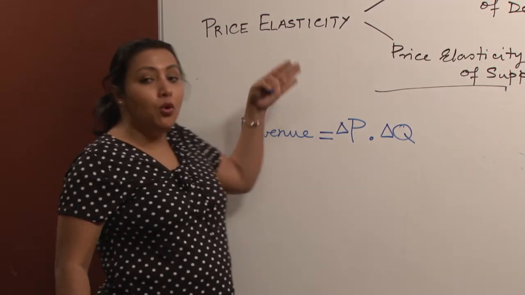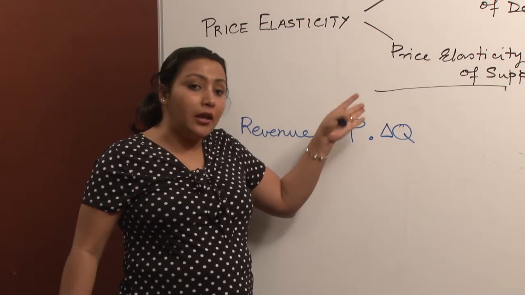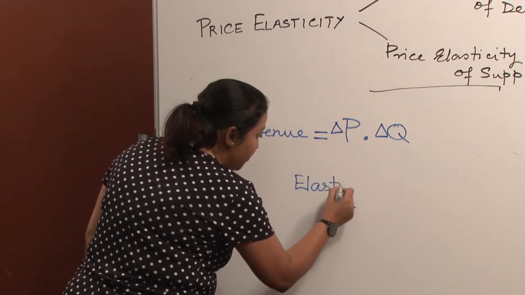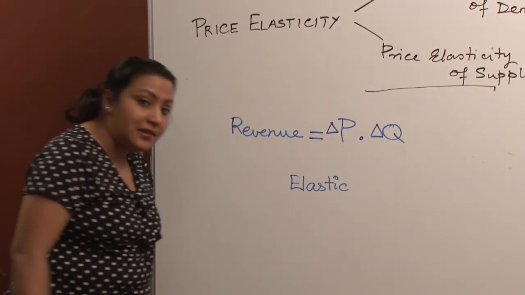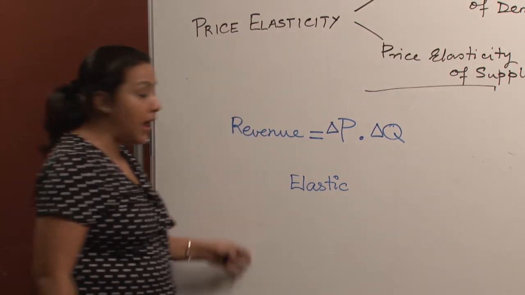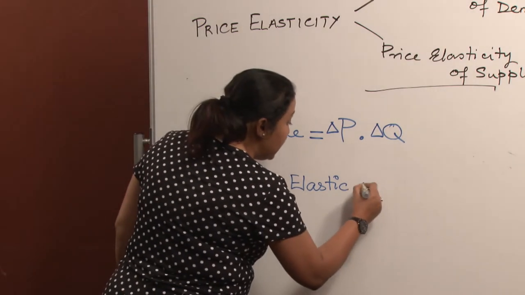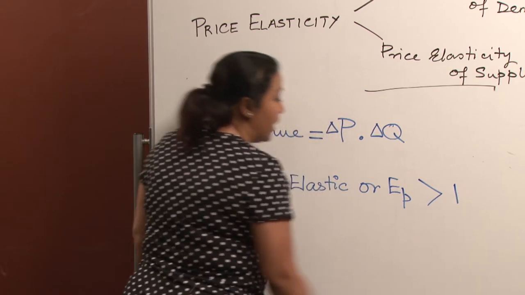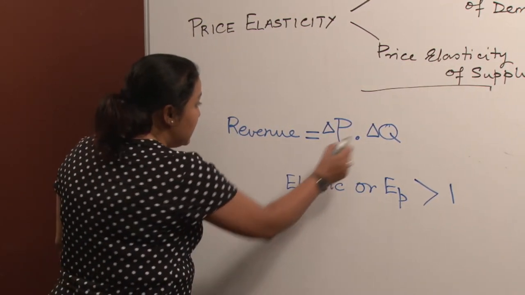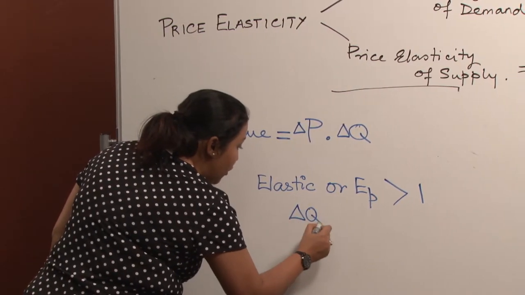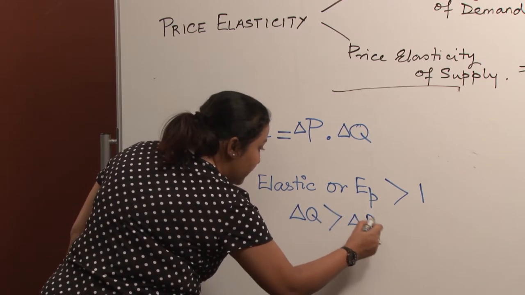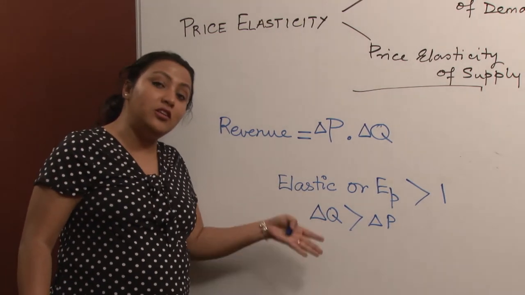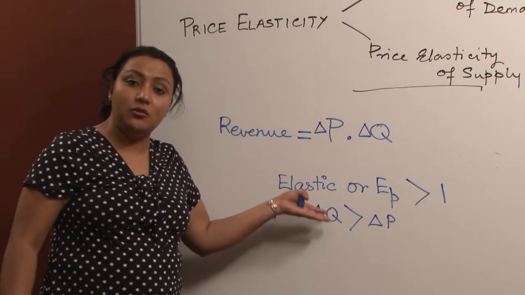But now that we know about elasticity, can we safely say that when the commodity is elastic, in other words, EP, the price elasticity of demand, is greater than 1, then this change in quantity for the commodity must be greater than the change in price, right? Because that is what we just said. The percentage change in quantity is greater than the percentage change in price, right?